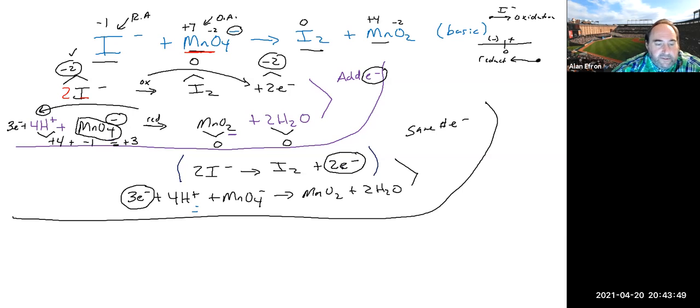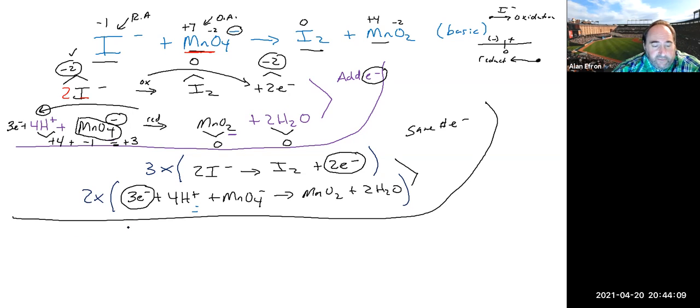I have 2 electrons in the first one, 3 in the second. Common number there is 6. So to get my first half reaction to 6, I need to multiply everybody by 3. To get my second half reaction to 6 electrons, I need to multiply everybody there by 2.